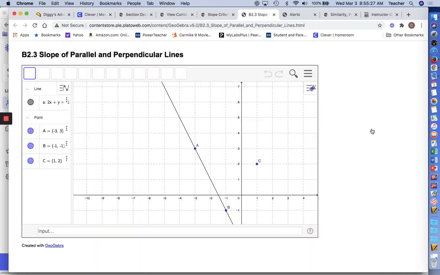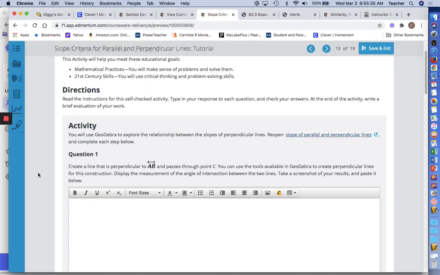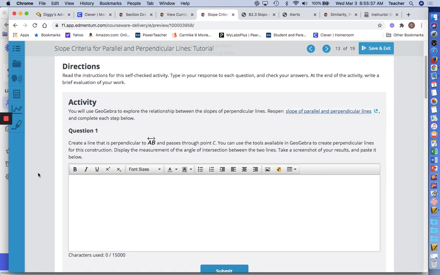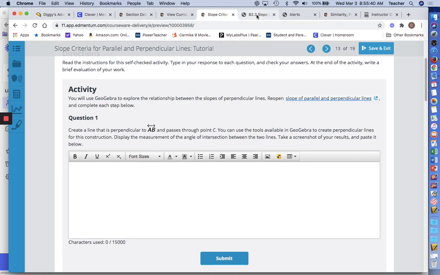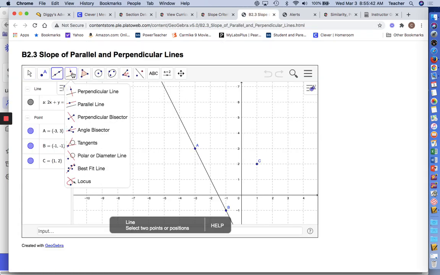Oh, we do have a GeoGebra. Okay, it looks like the same GeoGebra we used before, but this time I bet we're going to make a line that's perpendicular to it, not parallel. Create a line perpendicular to AB that passes through C. So we're going to back up here. I think it's the fourth one, perpendicular line.